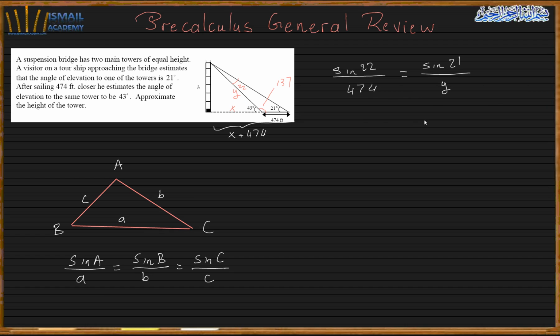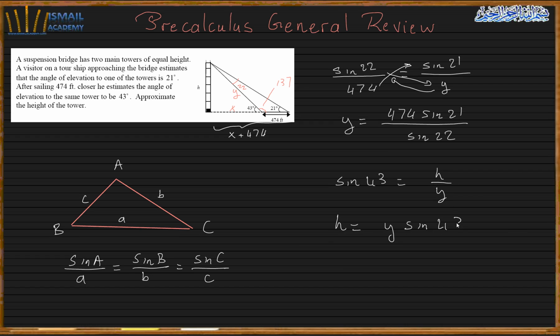It's going to be y, which means that if I solve for y, I just switch this, move this here, this down, and of course multiply this one here, so it's going to be 474 sine 21 over sine 22. Now I'm going to use sine of 43, which is opposite over the hypotenuse, which is going to be h over y. So h will be y times sine of 43. I already have the y, which is here, so I'm done with my work.